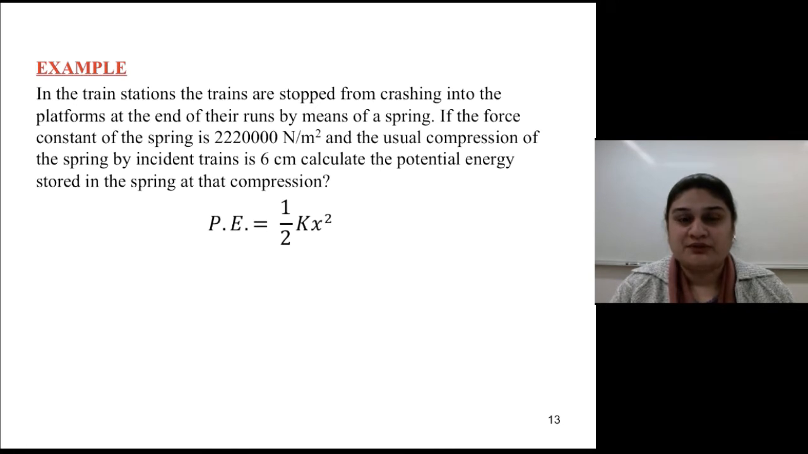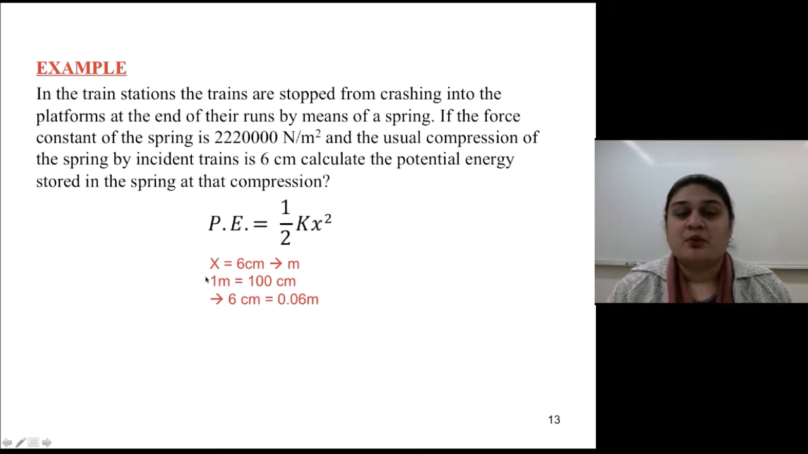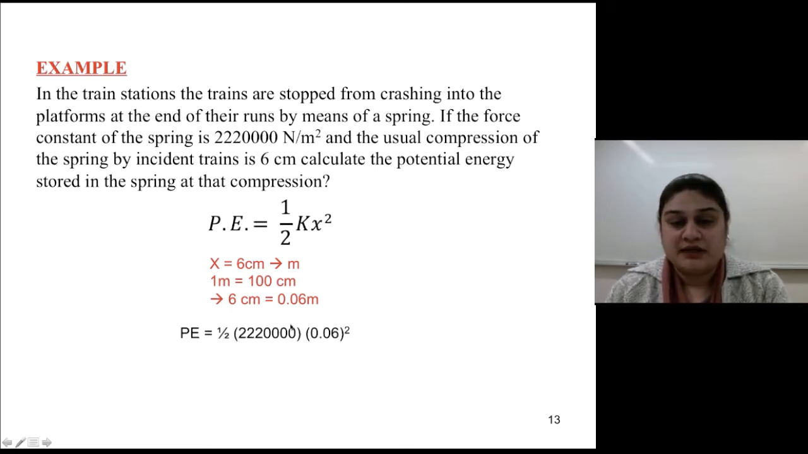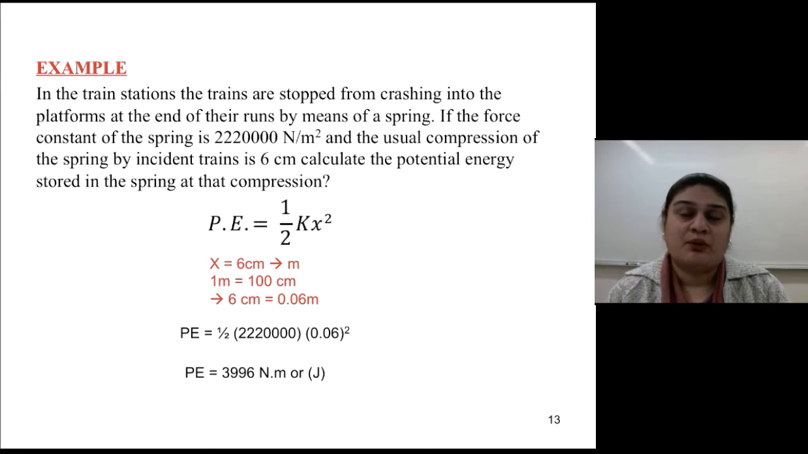The formula we are going to use is 1/2 kx squared. I know that my x is 6 centimeters, and I need to convert it to meters. 1 meter equals 100 centimeters, so this implies that 6 centimeters equals 0.006 meters. Now, given this formula, potential energy equals 1/2 kx squared, I can plug in the values. So we'll have 1/2 k, the value of k, the value of x, and square it. Then all I have to do is plug these numbers into my calculator, and I come up with 3996 newton meters, or 3996 joules.